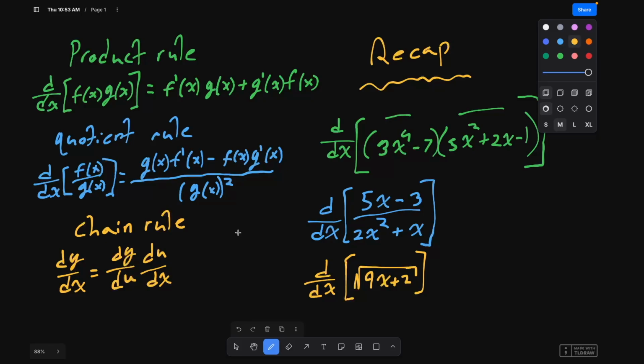And the third new rule that we learned is the chain rule. The chain rule showed us how to take a derivative of a function inside of another function, like this 9x plus 2 under the square root. The chain rule told us that we take the derivative of the outside function, the square root, while leaving the inside function alone, the 9x plus 2, taking a simple power rule of it, and then multiplying by the derivative of the inside, the 9x plus 2.